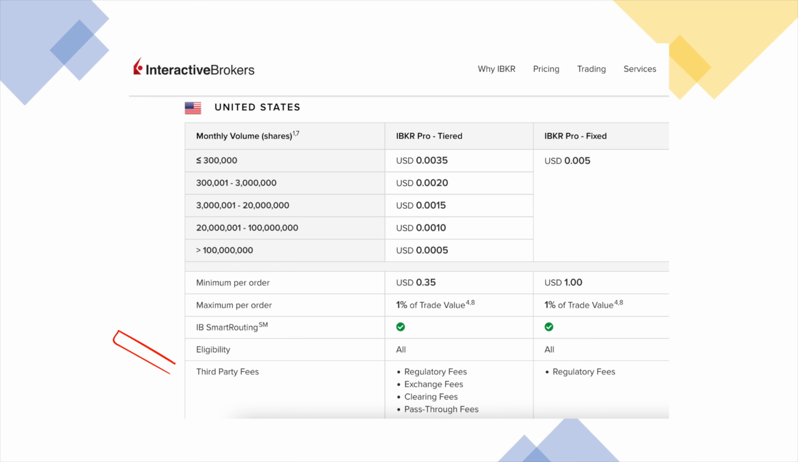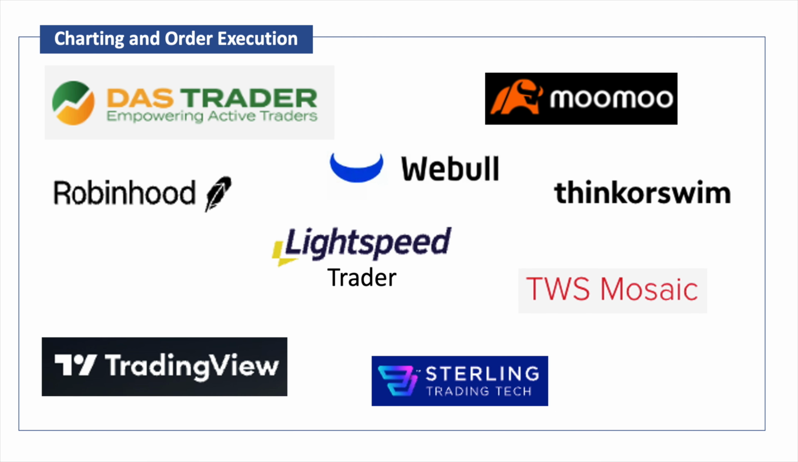Your broker has to settle a number of charges for routing, regulatory costs, clearing fees, etc. You can check your detailed statements to see the split. For charting and order execution, I have personally used DaStrader and TradingView. DaStrader can have a steep learning curve, and it may take a while to get used to it. TradingView is really good and offers everything one needs to get started.